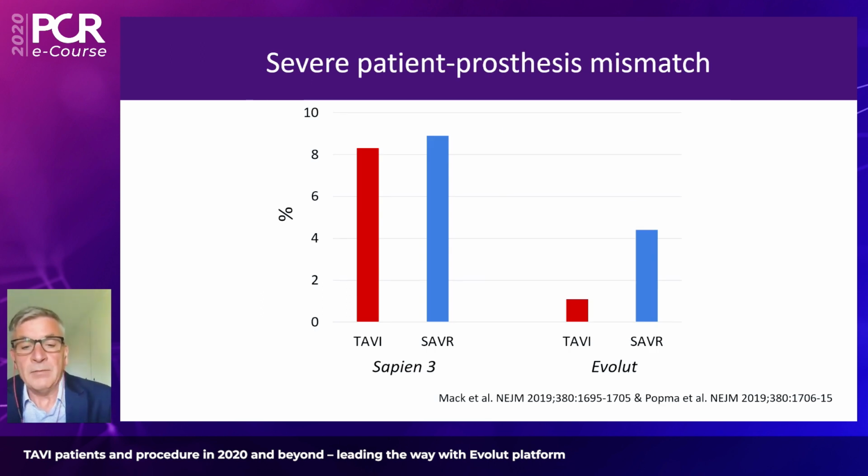And again, that's probably also going to turn into severe patient-prosthesis mismatch. Where in the PARTNER 3 trial, there was no difference in the rate of severe patient-prosthesis mismatch between transcatheter and surgical aortic valve replacement, it was quite high, 8 to 9% of the patients. There was a clear difference with the Evolut platform in the Evolut Low Risk trials, a much lower rate than in the TAVI patients.